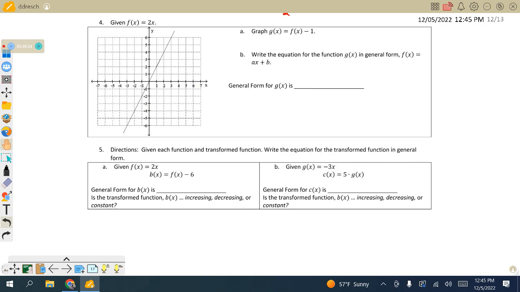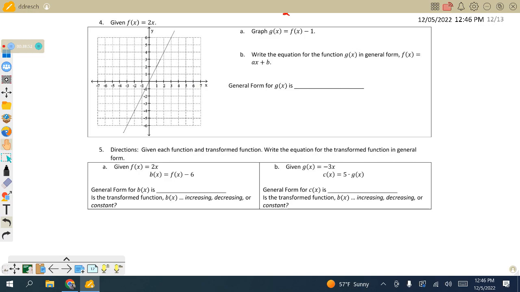I'm giving you f of x is 2x. And then I want to transform it, as stated right here, as f of x minus 6. So what is that transformation going to do? Is it going to be increasing or decreasing things? What does a minus 6 do at the end? Yeah, it moves either up or down. And it's going to move it down.